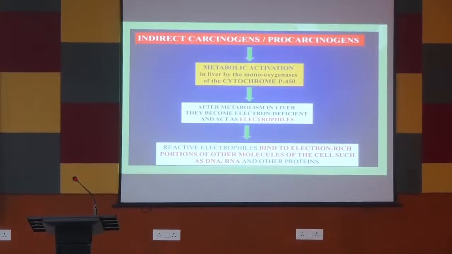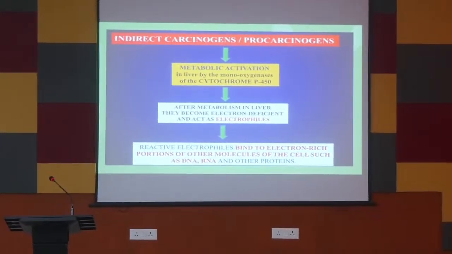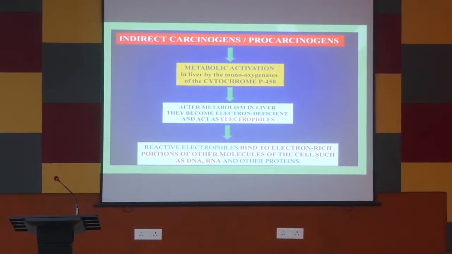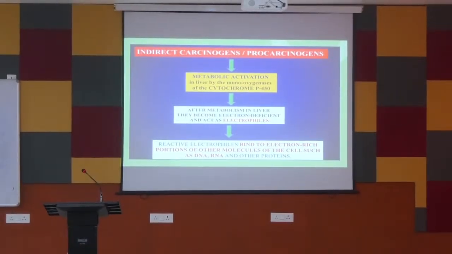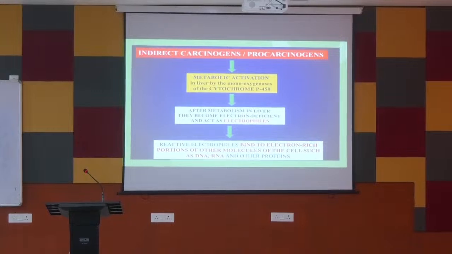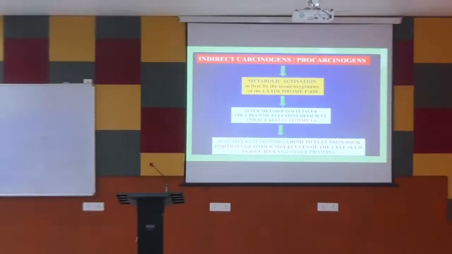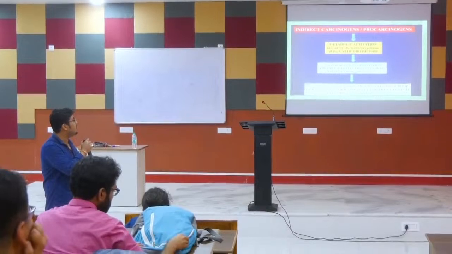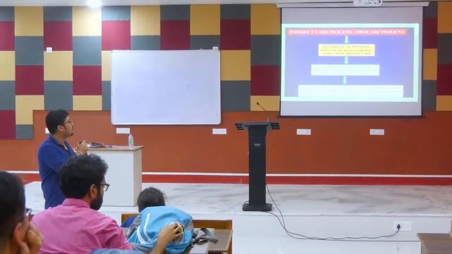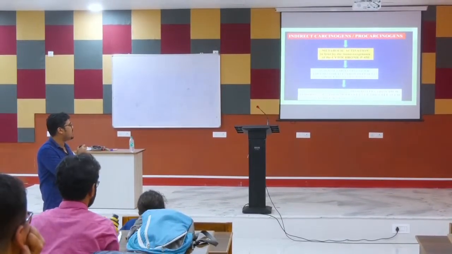You will also hear the name of this enzyme in your pharma coaching or pharma classes. After metabolism in the liver, they become electron deficient and act as electrophiles. The procarcinogens, or promoter carcinogens, are metabolically activated by cytochrome P450, and the reactive electrophiles bind to the electron-rich portion of other molecules of the cells such as DNA, RNA, and other proteins.